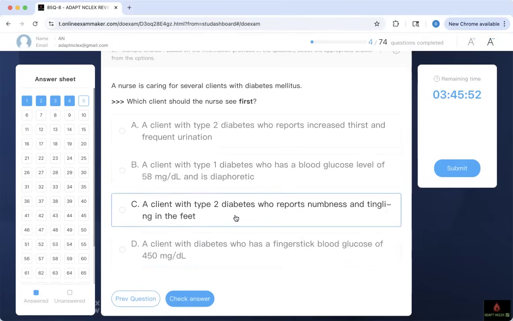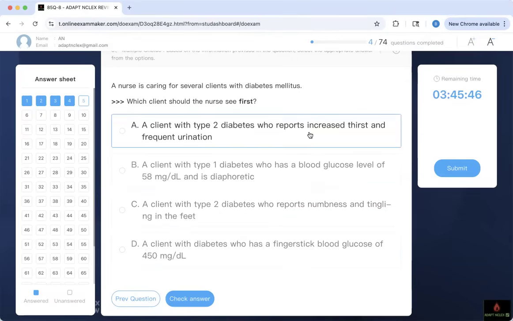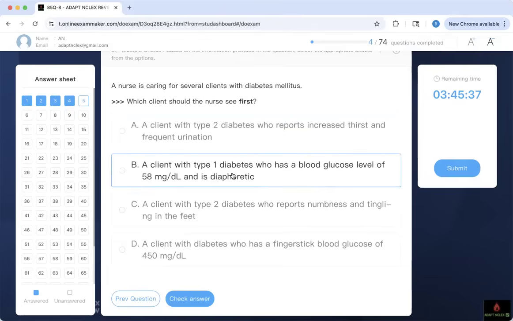And C is expected: peripheral neuropathy, numbness and tingling. I'm not doing anything about it. And type 2 diabetes with increased thirst and urination: probably your glucose is too high, you may be developing DKA. But this patient already has symptoms, so we deal with it first.